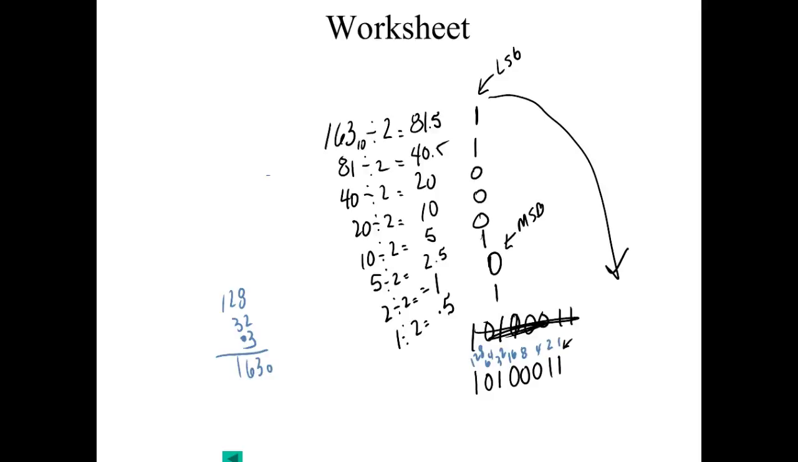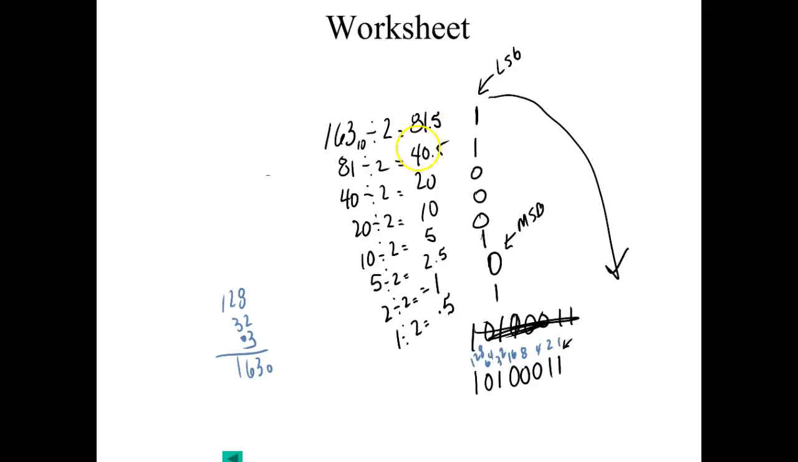This works with any base, but binary is pretty easy because you're either going to have a remainder of 0.5 or a remainder of 0. When you get into base 16, your remainders are going to be real big, right? So there's got to be a better way. When you get a remainder of 0.5, you put down the 1 and write down the whole number.